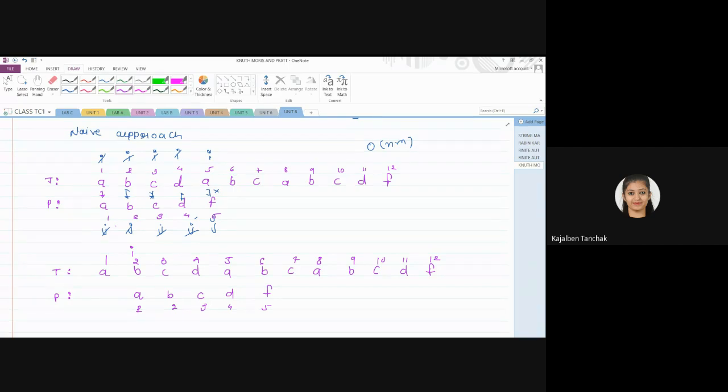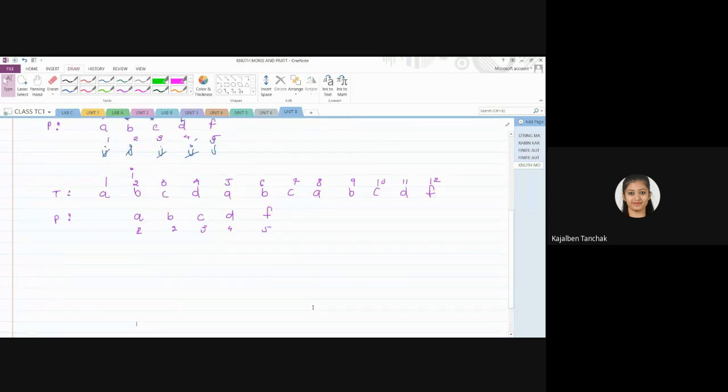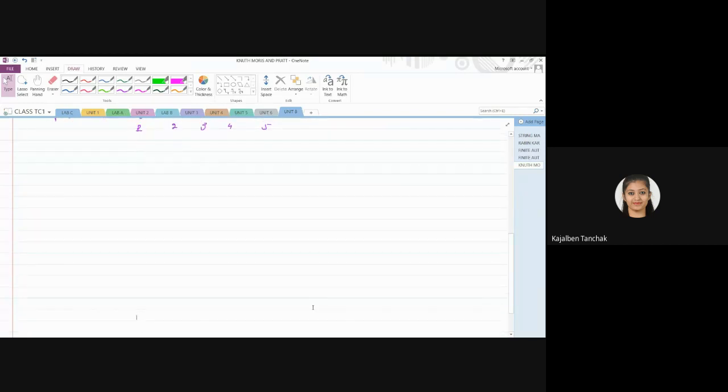So how will we work in KMP? You have to build a pi table. Okay, so we will just take a glimpse of how to prepare this pi table. Suppose this is the pattern I have. Right now we are taking only the pattern. Now you have to find the prefix and suffix of this pattern.